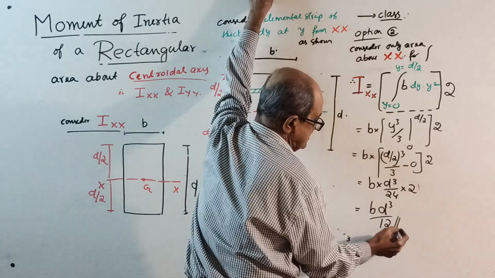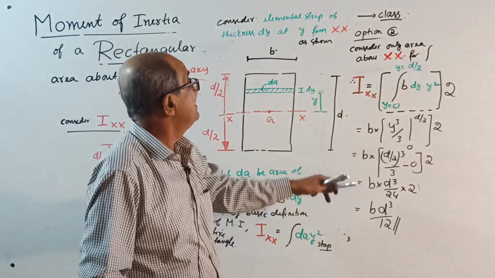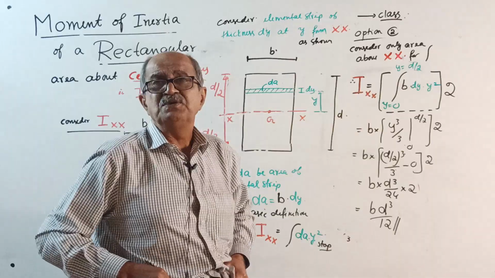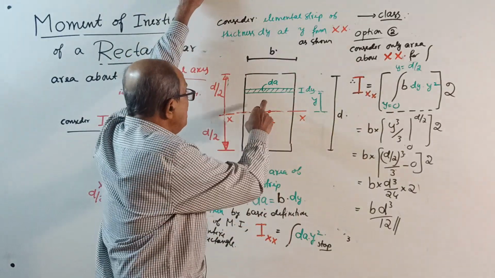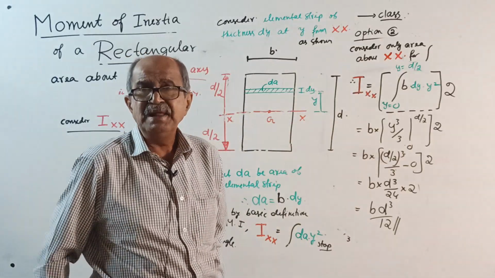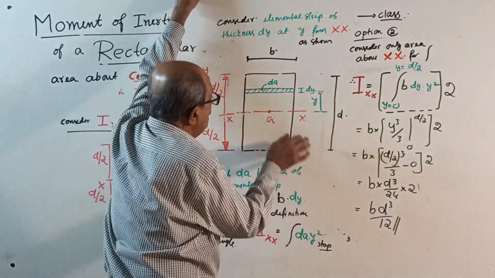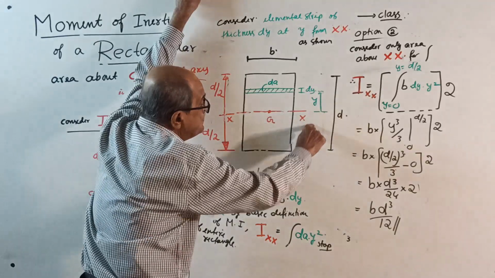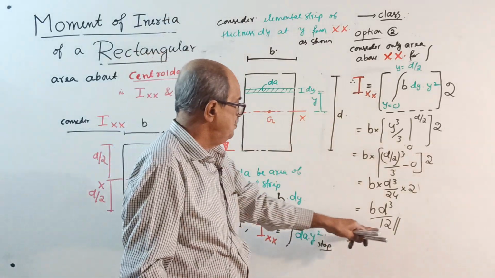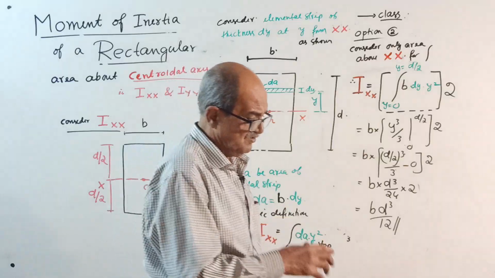Once again, same answer. But technically, the first one is correct. Better the first one. This also will do. Sometimes you have to use this way to save time, when identical halves are there, you do for one side and multiply by 2. Someone may tell, sir, on this side y is negative. No, when you do this side, your y is like this. So 0 to d by 2 once again, identical. So bd cube by 12 is I about xx for a rectangular section.